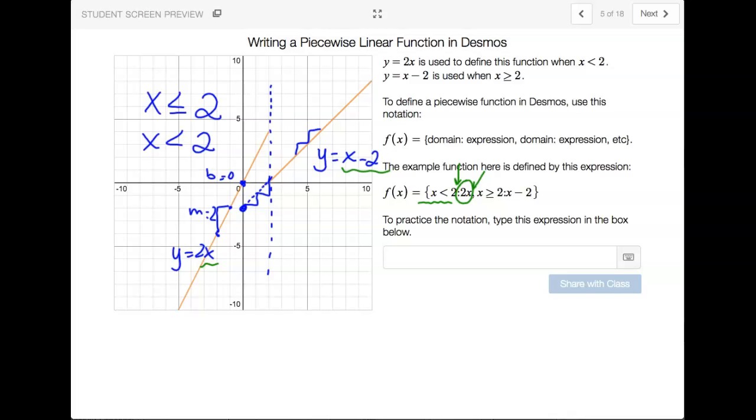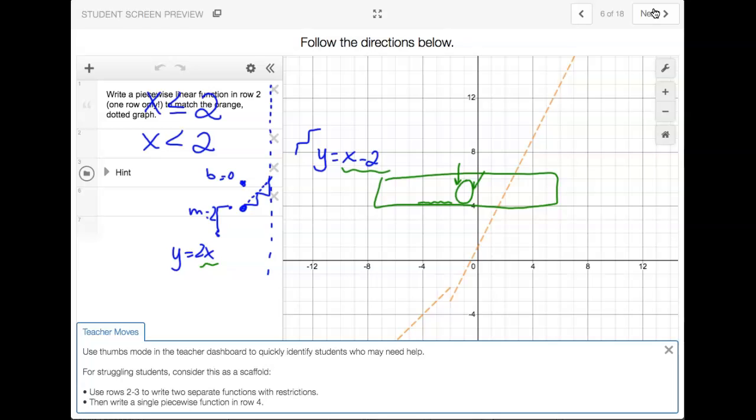So this slide is just having you practice typing that in. So you can go ahead and enter just what you have here and practice seeing that it's going to show up to cover those lines. All right, let's look at another example.